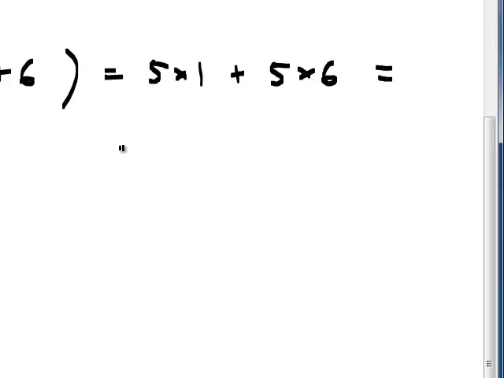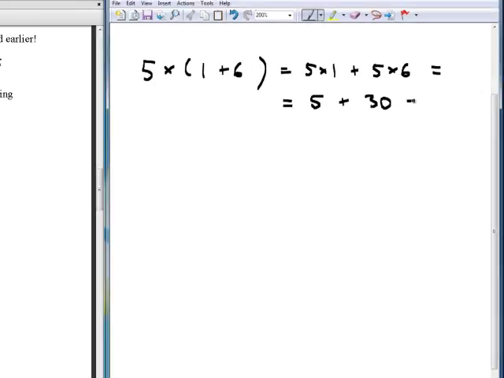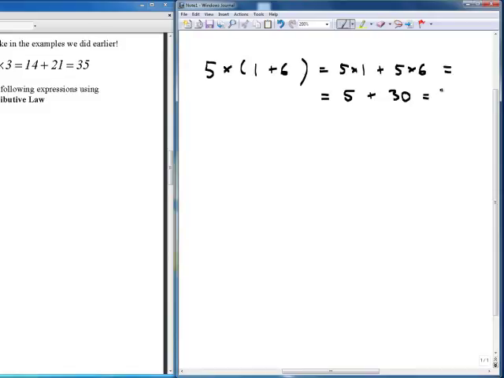Alright, equal, and then go to the next row, because I can't continue right here. We have to write this out as well. So 5 times 1 is 5, plus 5 times 6 is 30. 35, which is the answer. Let's do the second one. 2 times 3 plus 13.